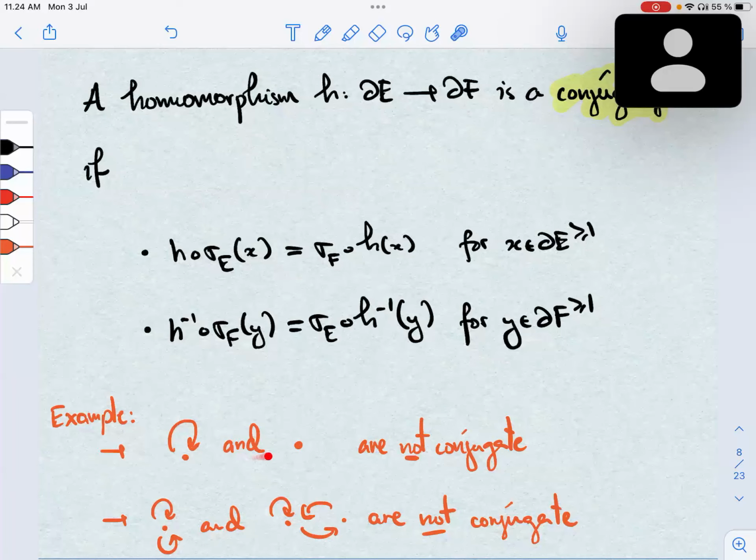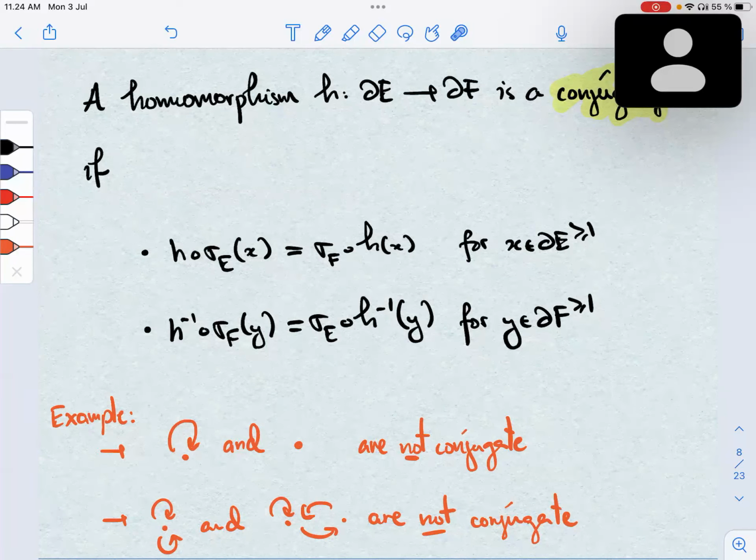So if you look at this first example down here, the graph algebra of the dot, just a single vertex, is the complex numbers. And the graph algebra of this loop is the circle. And we would not want these two graphs to be conjugate because we want conjugacy to imply isomorphic C-star algebras. And the circle is obviously not isomorphic to the complex numbers.